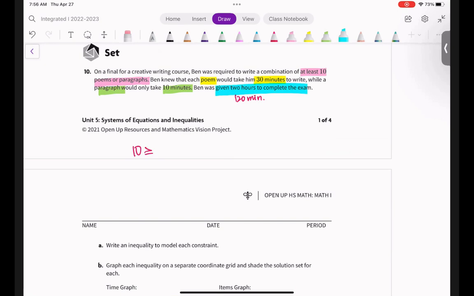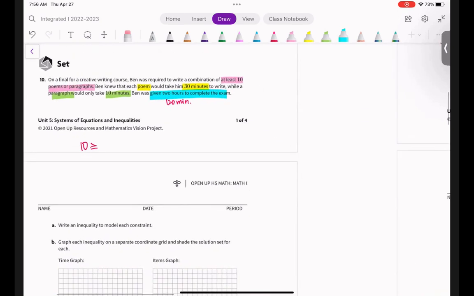Sometimes what I like to do is make a little table because there's all this information and I need to bring it all back together. You guys already told me there's something with time. So I'm going to write time.